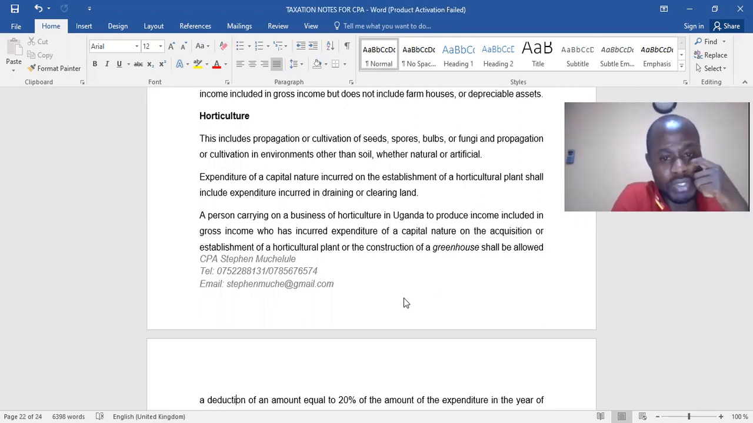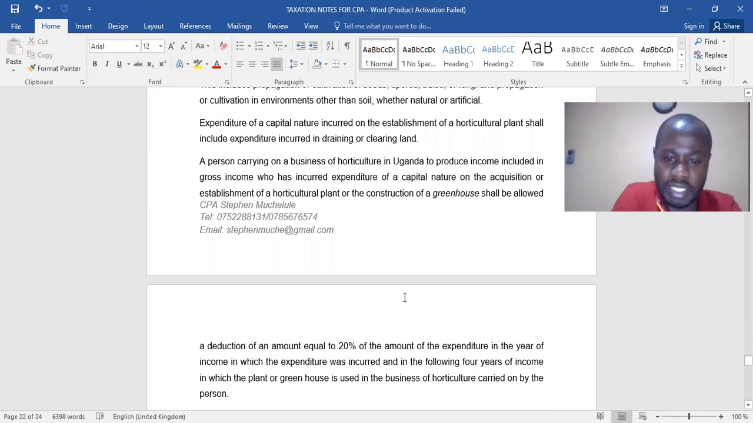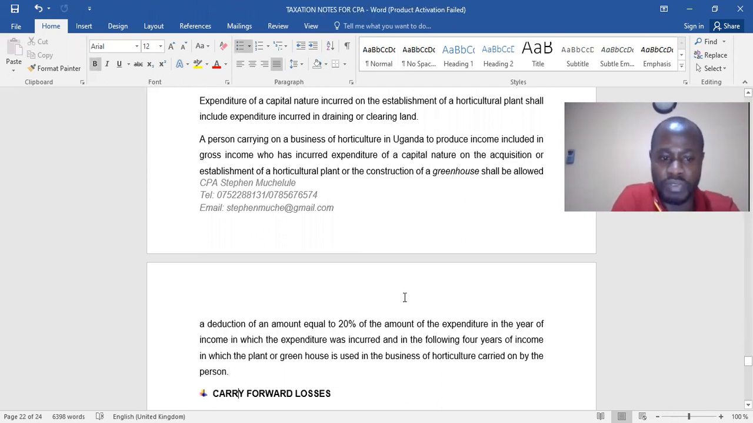A person carrying on a business of horticulture in Uganda to produce income included in gross income, and who has incurred expenditure of a capital nature on the acquisition or establishment of a horticultural plant or the construction of a greenhouse, is allowed a deduction of an amount equal to 20% of the expenditure in the year of income in which the expenditure was incurred, and in the following 4 years of income in which the plant or greenhouse is used in the business of horticulture carried on by the person.